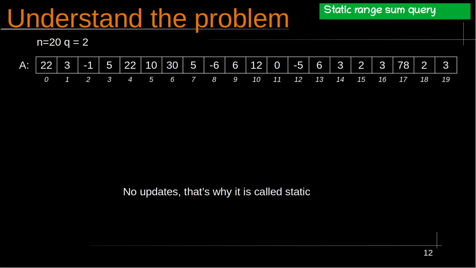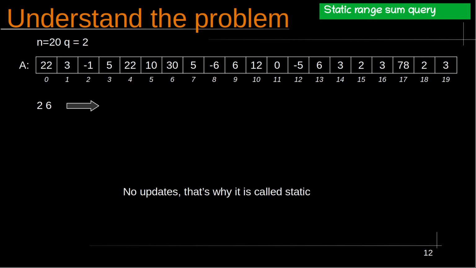Let's understand more the queries here. Let me remind you that we talk about the static range sum query, which means there is no updates. That's why it's called static. If we have here, for example, n is equal to 20, which means that my array contains 20 integers, and we're going to perform 2 queries, 2 range sum queries, or RSQ.